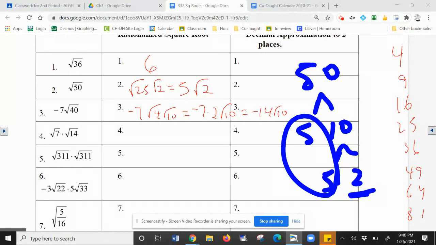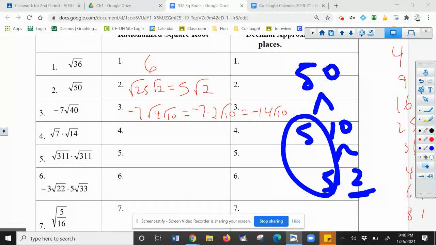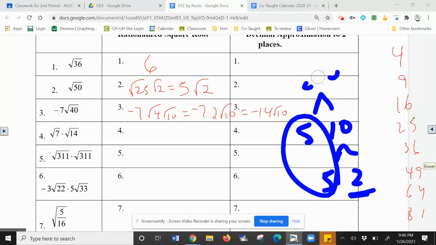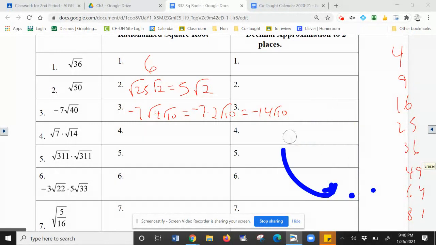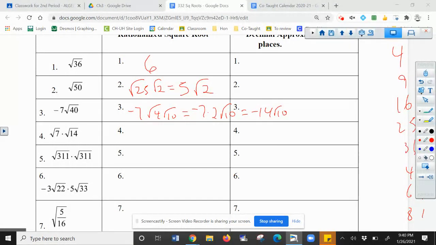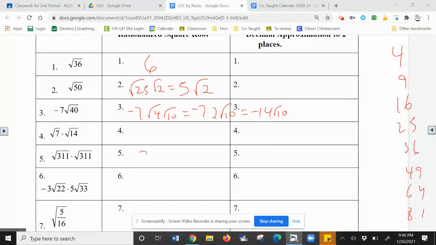Although the exception would be, it's nice to know that the square root of 5 times the square root of 5 is 5. Because look at the next couple problems. I'm going to skip one. The square root of 311 times the square root of 311 is 311. No need to multiply or anything.